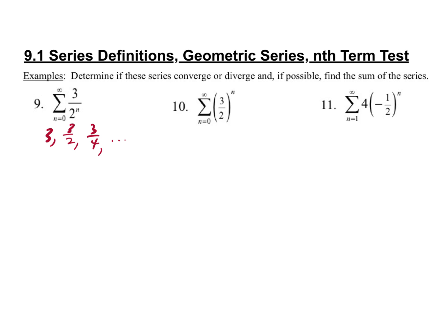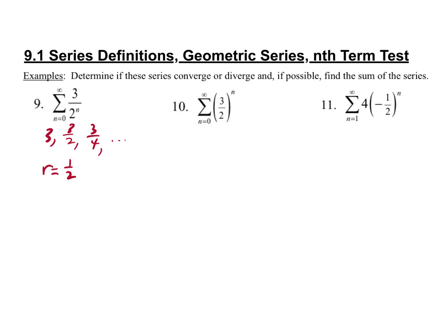What am I multiplying by? 1/2. Okay? We are multiplying by 1/2. R equals 1/2. Is that going to make it converge or diverge? Converge. Okay? So it's going to converge.